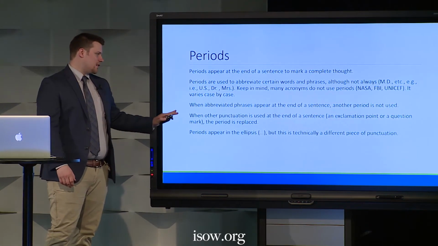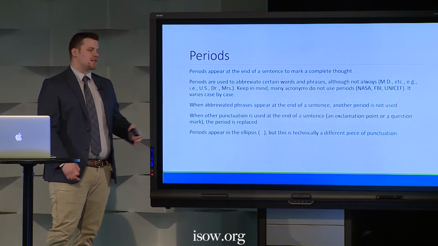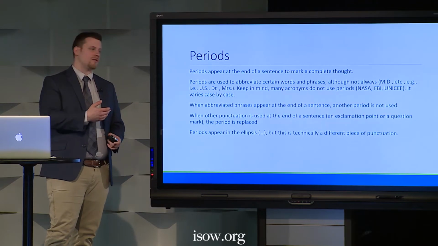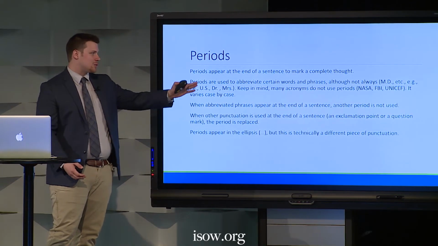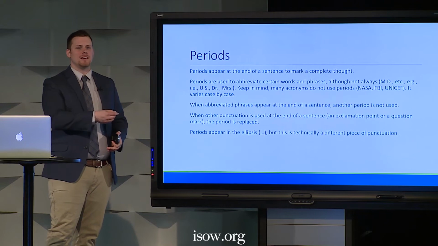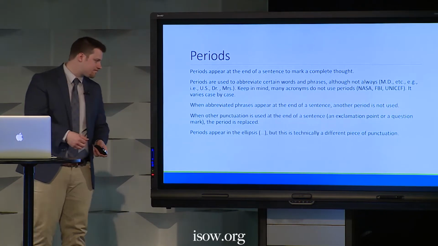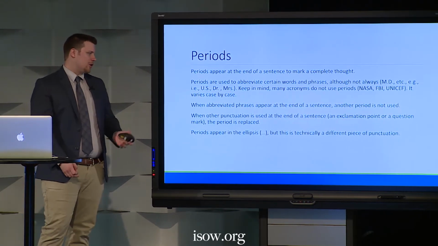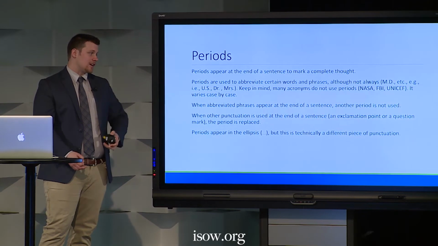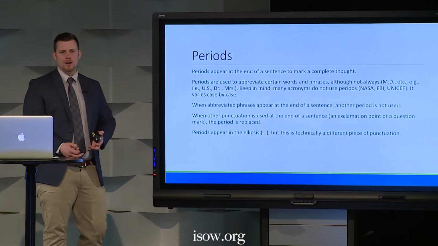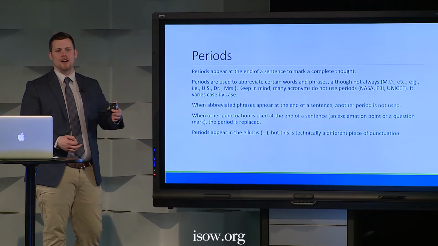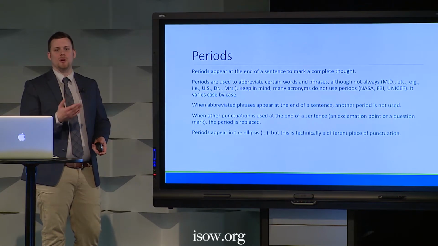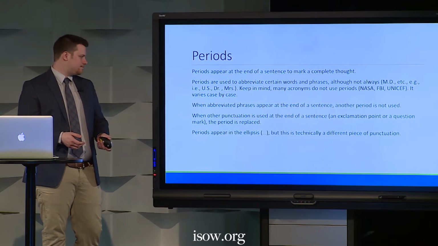So when abbreviated phrases appear at the end of a sentence, another period is not used. So for example, if you end a sentence with etc., you put a period at the end, you don't put an extra period. When other punctuation is used at the end of a sentence, like an exclamation mark or a question mark, signifying action or signifying a question, the period will go away and it's replaced.